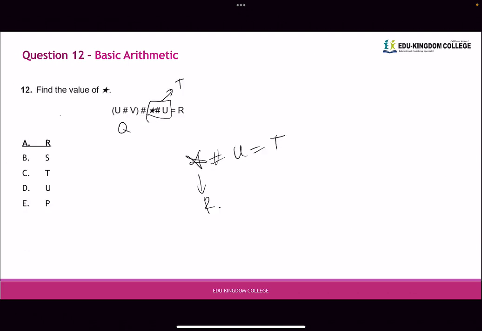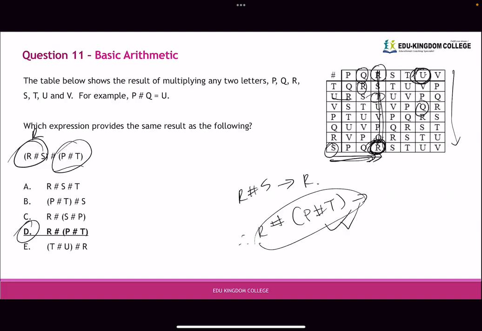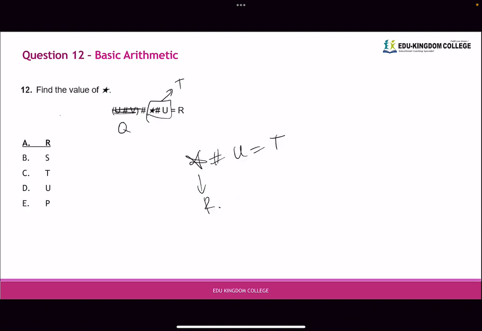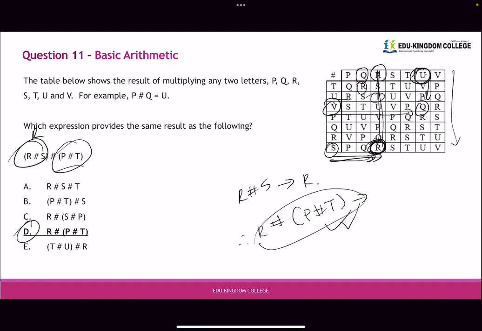And then question 12, find the value of the star. So U times V, if you look back, U and then V lines up to give you Q. They intersect at Q, so we can replace that with Q, and then something times U will give you a, we don't know what it is, so something times U gives you a question mark, which equals R. So Q times something equals R. So what is that something? If we look at Q and follow along, we want our result to be R. So what is our question mark? It's going to be T.